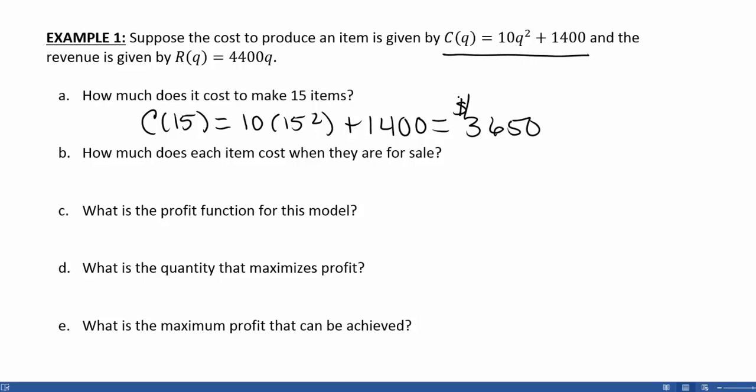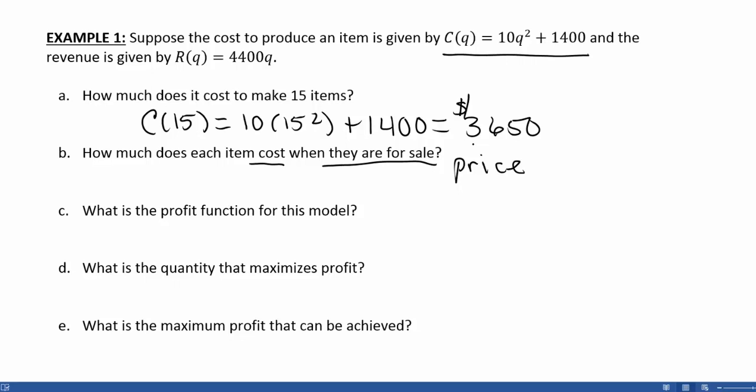Part B, how much does each item cost when they are for sale? Now, the wording of this question is a little deceiving. You see the word cost here, but we're not talking about the cost function. When we ask how much does it cost when they are for sale, we're really looking for the price here. What is the price that we are selling this item for? Well, remember that price shows up as part of the revenue equation.